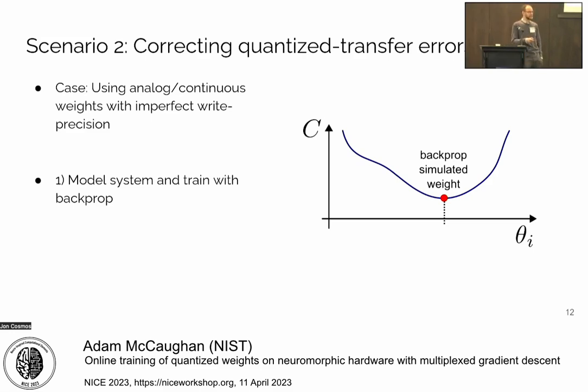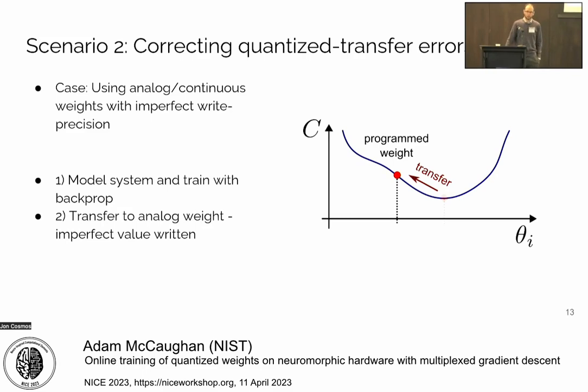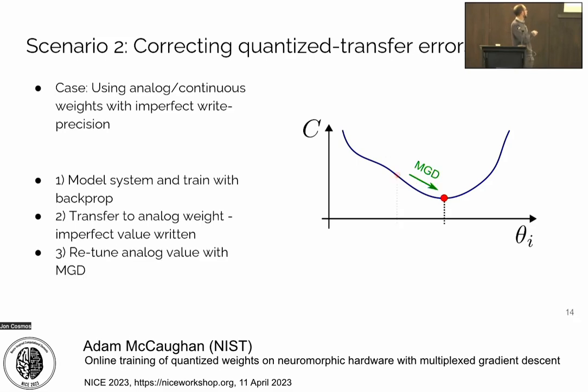Well, what you might do is say, okay, I've got a pretty good idea of what my model is. Let me train it with backprop to the best of my ability. Now I'm going to transfer it to my hardware. Whoops, for theta I tried to write a 7 and actually it came out as a 4 when I applied my write operation. What do I do at that point? Well, actually you can use this sort of MGD framework with these model-free techniques to drop you right back down into that nice local minima of the cost.